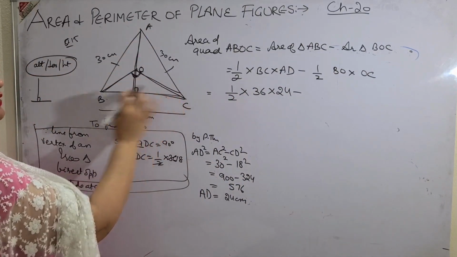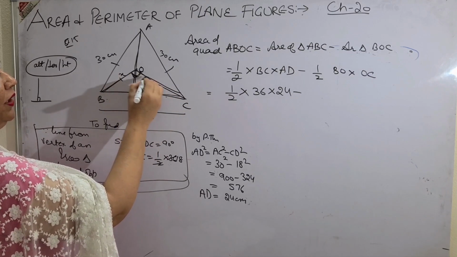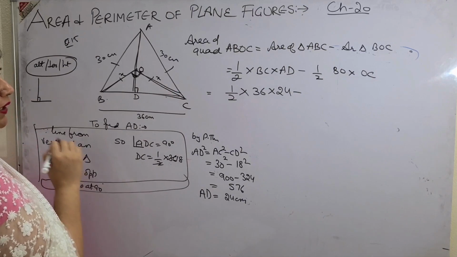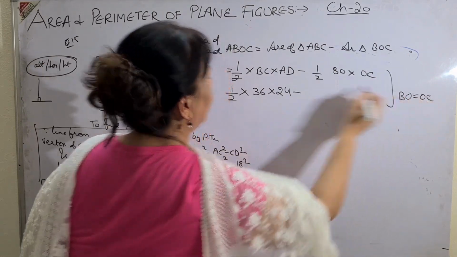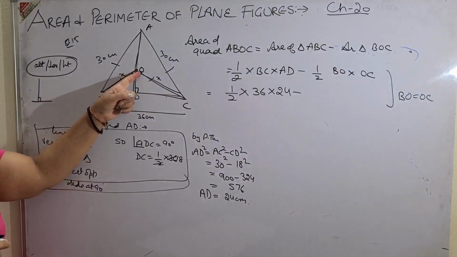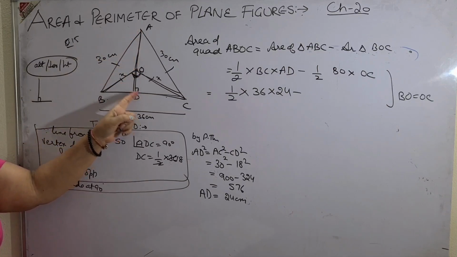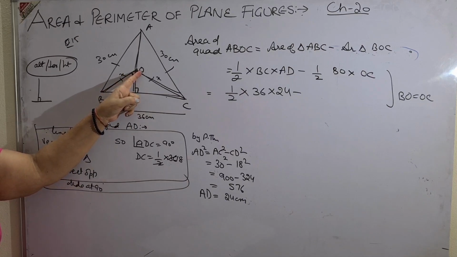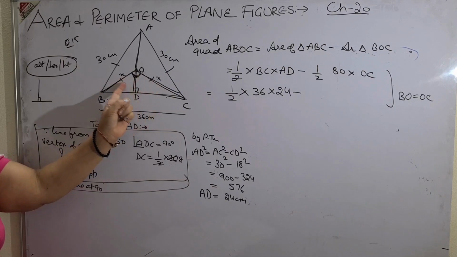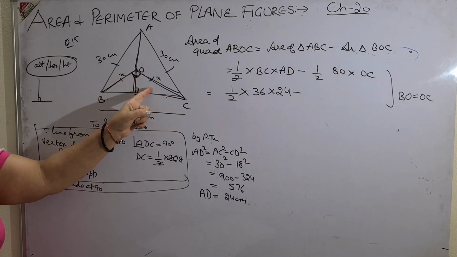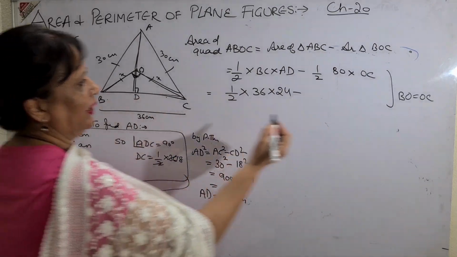Now I have to mention the dimensions of BOC. BO I don't know, OC I don't know. But I know this, that BO is equal to OC. Why? Because the point O is lying on the line from the vertex which bisects the opposite side. Similarly, O is the vertex in the second triangle, and these sides are equal. If you want to prove it, you prove the congruency, but even if you do not prove the reason, it is accepted. So BO is equal to OC, let it be equal to x.